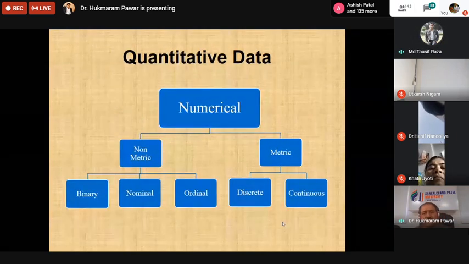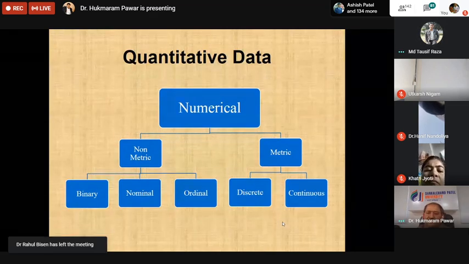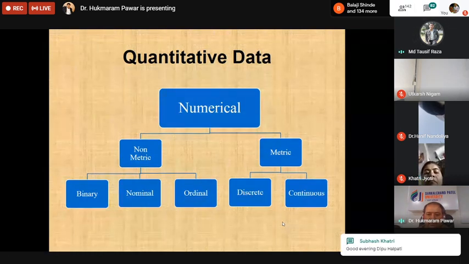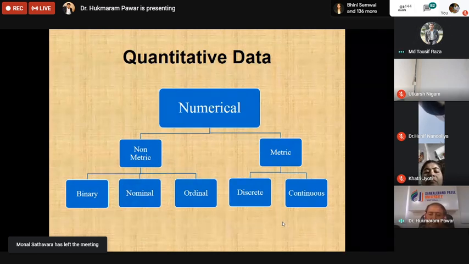Then the second form of data is quantitative data. Quantitative data can be presented in the form of numbers, numerical. Numerical data are also classified into two categories, that is non-metric and metric data.